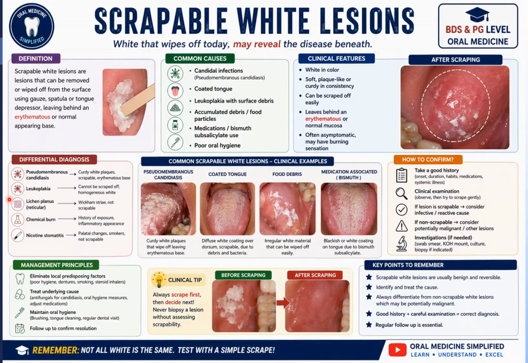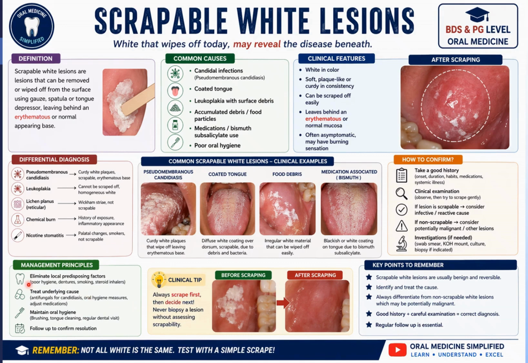Now this is where things get clinically interesting, because if a white lesion scrapes off, you're no longer dealing with a mystery, you're dealing with a surface phenomenon. In simple terms, scrapable white lesions are those you can remove with gauze, and when you remove them, they usually leave behind a red, sometimes inflamed surface. Look at this image here. That's material that is not a part of the tissue. It's sitting on top. That's why it comes off and reveals what's underneath.